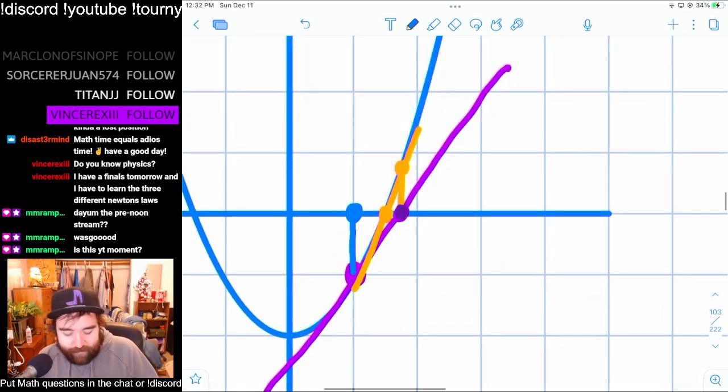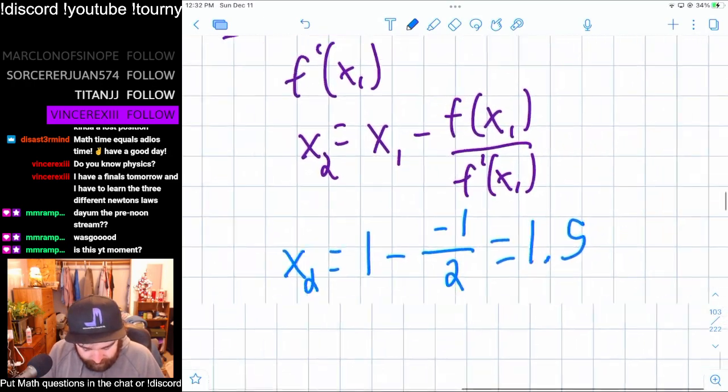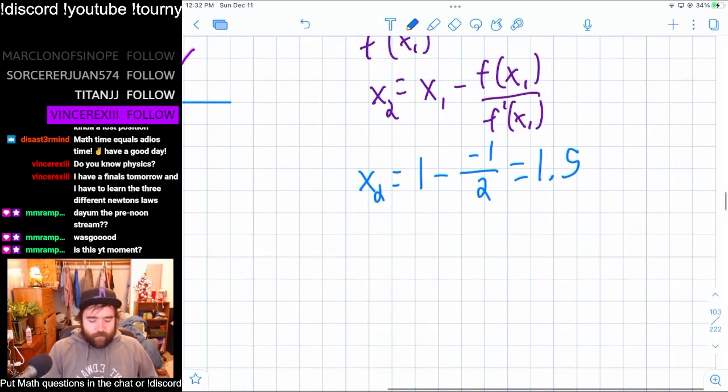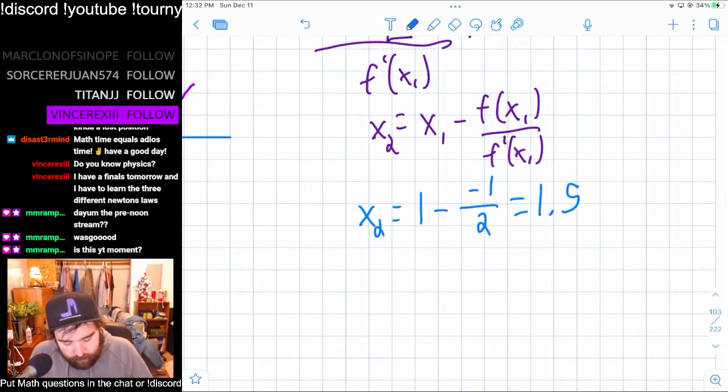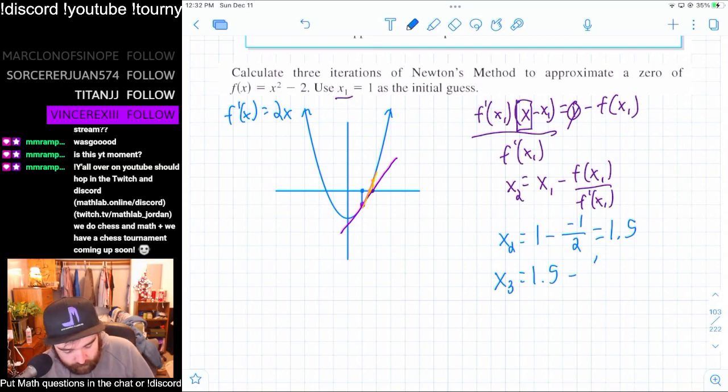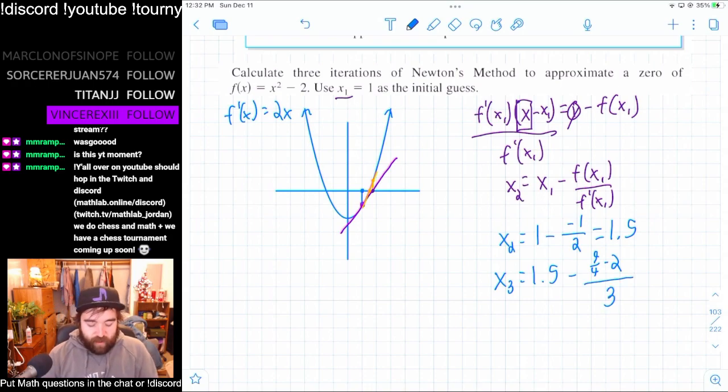Looks like the parabola itself is at 1.5. But anyway, that should be the new x value. So now that's one iteration, and we want to do it again. So that's going to be 1.5 minus f of 1.5. So 1.5 squared minus 2. Well, 3/2, so 9/4, minus 2 over 3 f prime of 1.5.